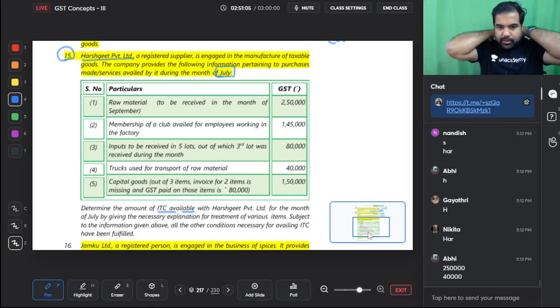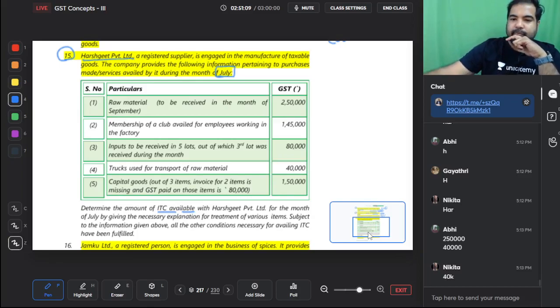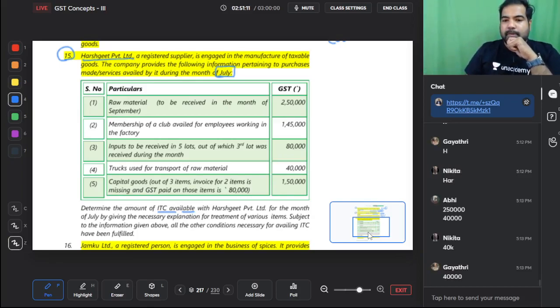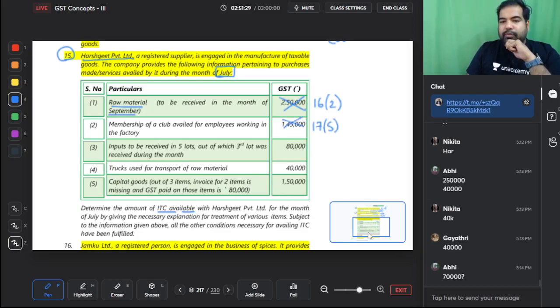Excellent, Abhi. Good answer. And anything else? Nikita, good. Gayatri, perfect. Guys, raw material to be received in the month of September. If you don't receive the goods, you cannot take GST. That is section 16(2). Membership of a club availed for employees working in the factory. It's not a statutory requirement. You will not get. This is blocked under 17(5). Inputs to be received in 5 lots. Only 3 have been received. You will not get, 16(2).